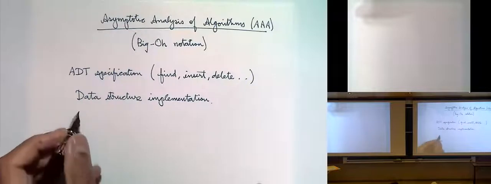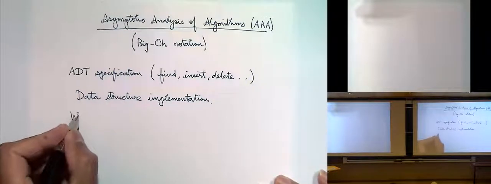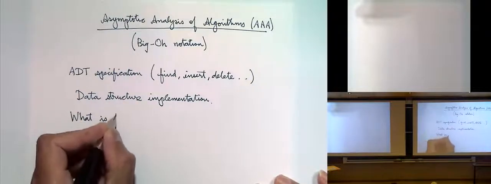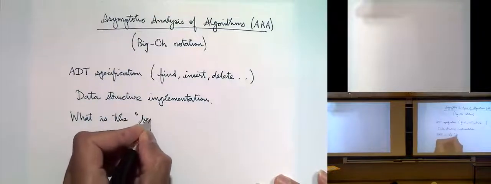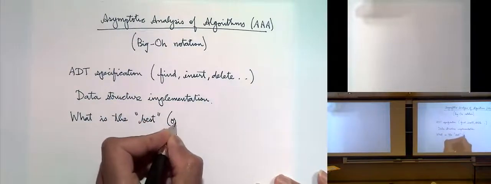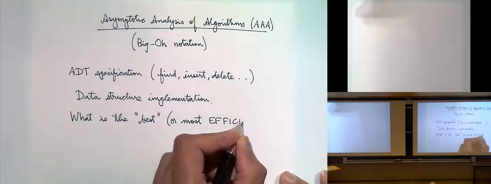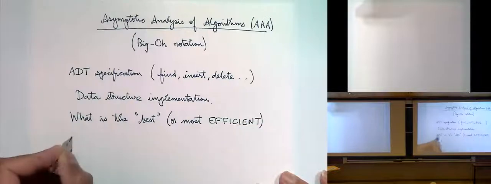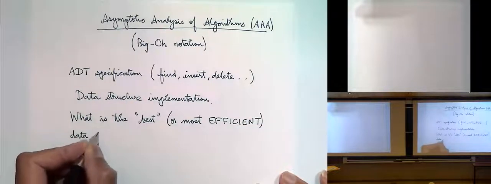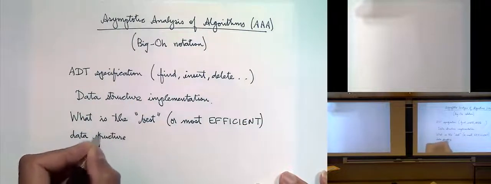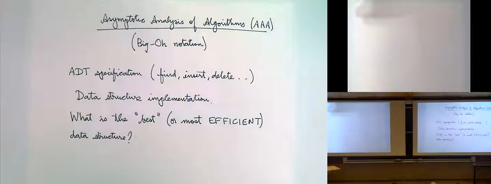So the question that comes up is, what is the best, or really the most efficient data structure? So maybe best is the wrong word here. What I really mean is the most efficient. And so we need a mathematical discussion of what is the most efficient data structure.